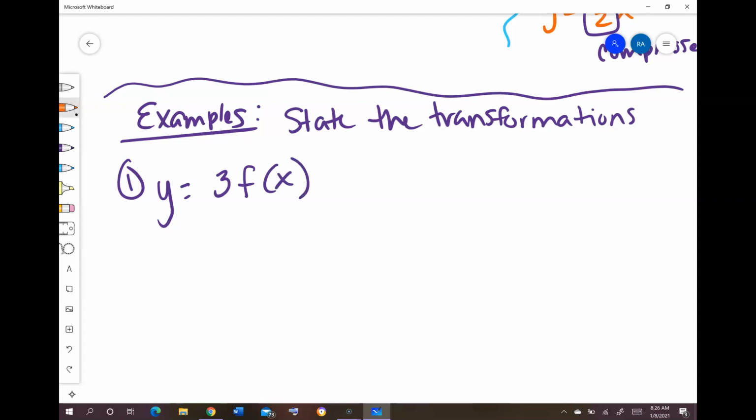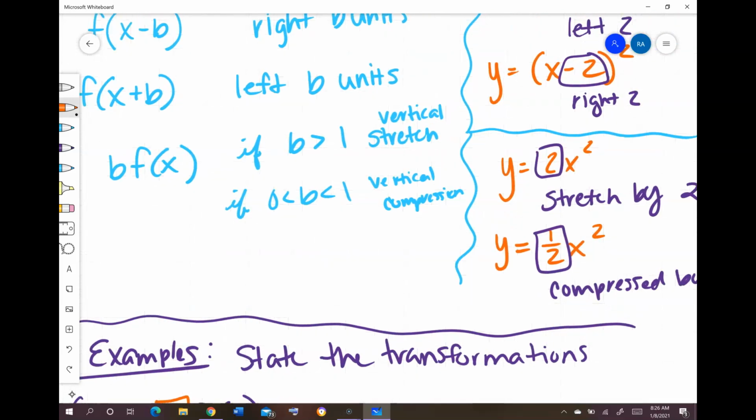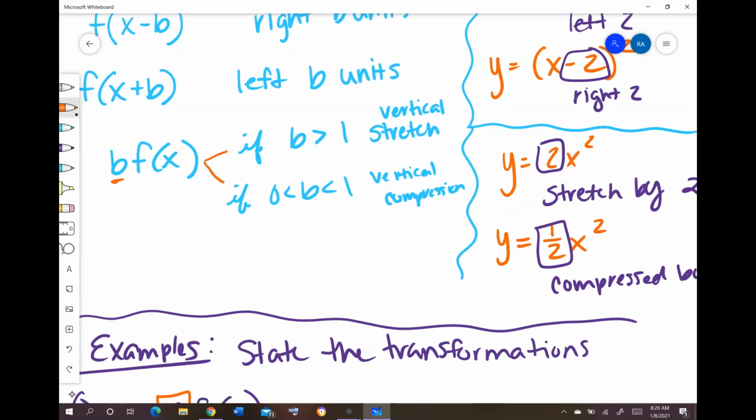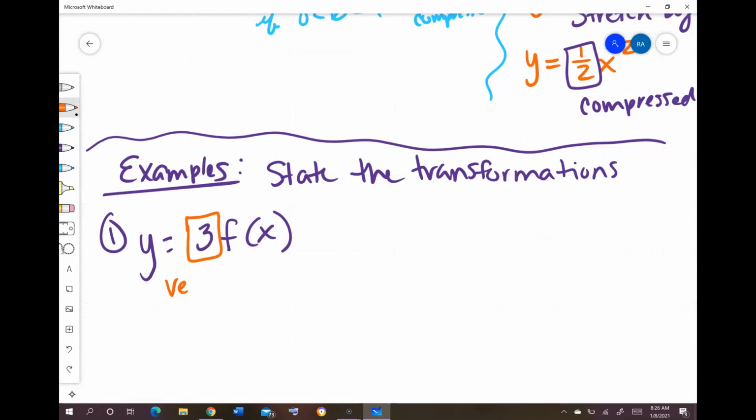So f of x is the function. Anything that's not f of x is going to be a transformation. Okay? So that means that this 3 right here is a transformation. That 3 is being multiplied. So right here, b is being multiplied. And then you have to decide who it is. Is b greater than 1? Yes. So that means there was a vertical stretch by 3. Okay?